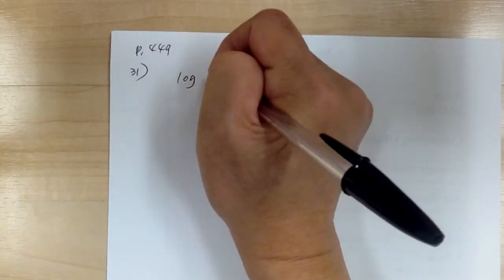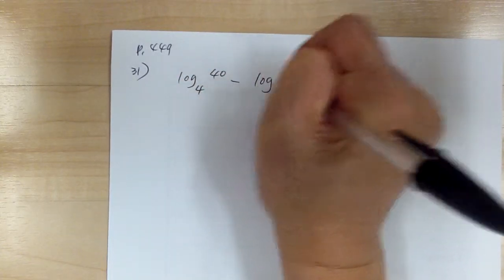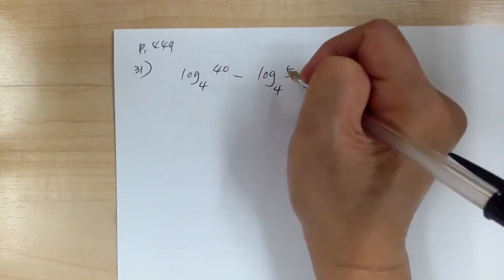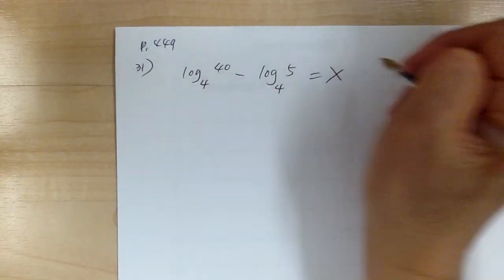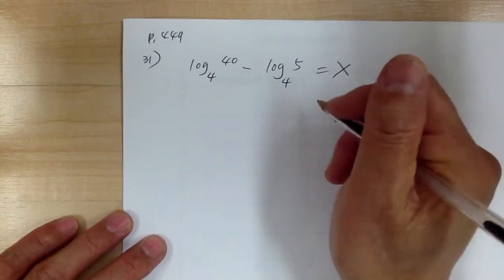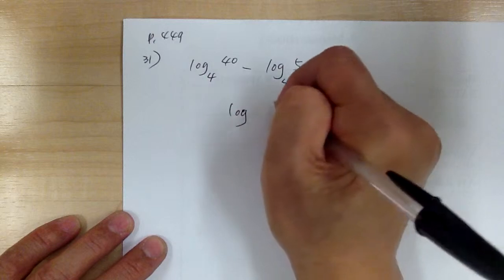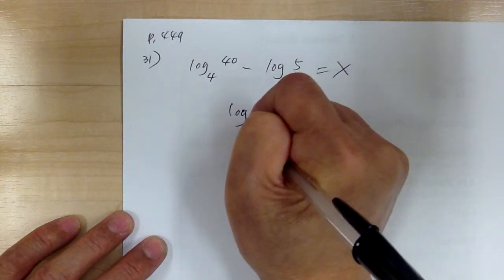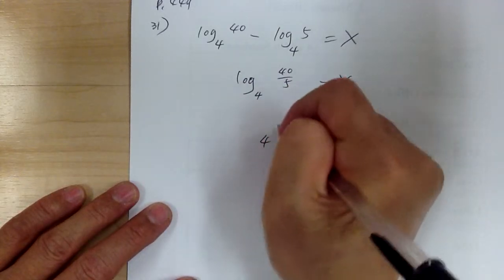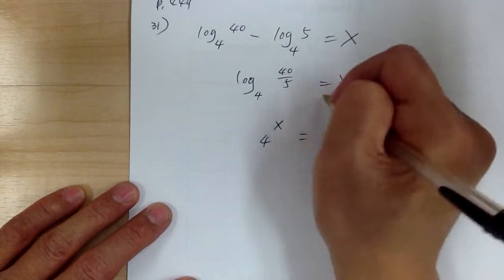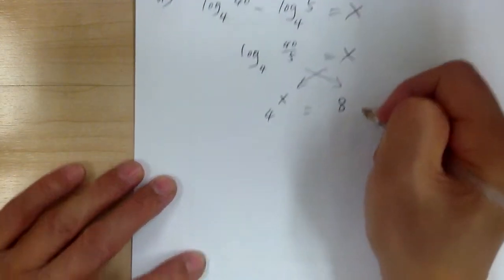You've got log 40 base 4 minus log 5 base 4. Again, set it equal to x right away, so that way you can evaluate. Subtraction, when you combine together, becomes division. Then after that, you're going to switch the form. So you've got 4 to the x is equal to, I switch the form, so this is equal to 8, right? 40 divided by 5 is 8.